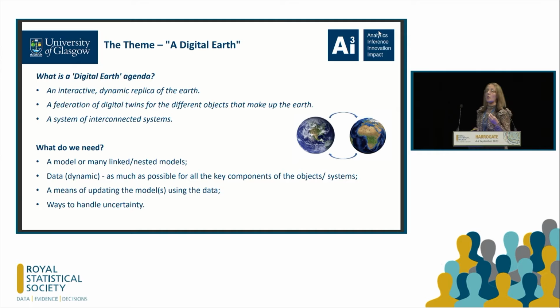So to say a few words about our Digital Earth theme and agenda. Specifically, what we're thinking of today is digital twins. And of course, for a full Digital Earth agenda, we're going to need a federation of digital twins that look at all different parts of Earth ecosystem and processes. What do we need for this? Well, we need to think about numerical models. We need to think about data, and that's from a dynamic point of view so that we can consistently update our models, and of course, a way to handle uncertainty within this framework.